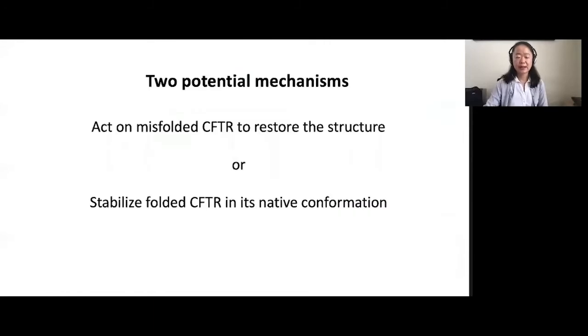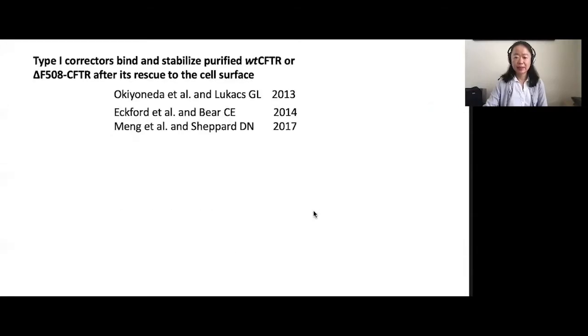So the question is, do those correctors act on misfolded CFTR to restore its structure, or do they stabilize folded CFTR in the native conformation? The second possibility is supported by several studies from multiple laboratories as listed here. In those papers, data were presented showing that lumacaftor or tezacaftor binds directly to purified CFTR, or they can act on delta 508 after it's rescued to the cell surface.